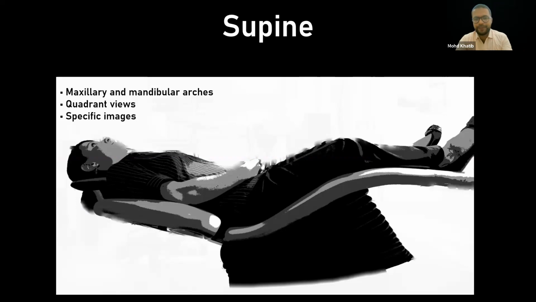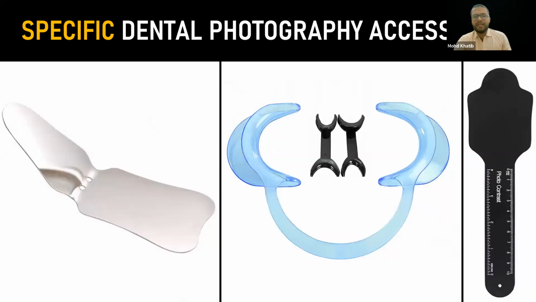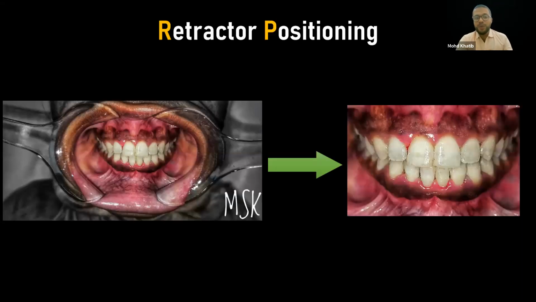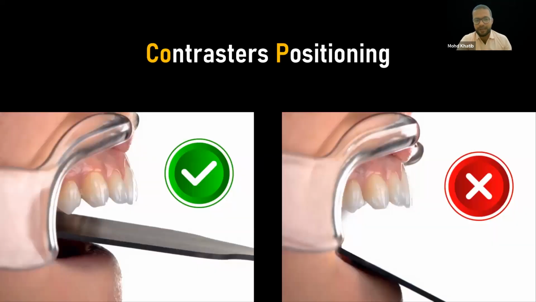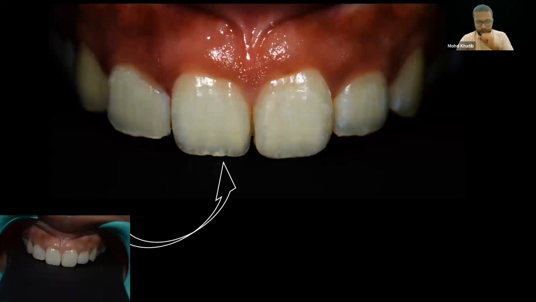Now, the dental accessories recommended for intraoral photography are contrastor, retractor, and mirror. When you're using a retractor, use a big retractor so you can retract the lip, cheek, and vestibular region, because in an intraoral photograph, the lip or beard part should not be visible. Next, the contrastor should be placed parallel to the occlusal surface. Avoid bending of the contrastor to get a Photoshop-free background.